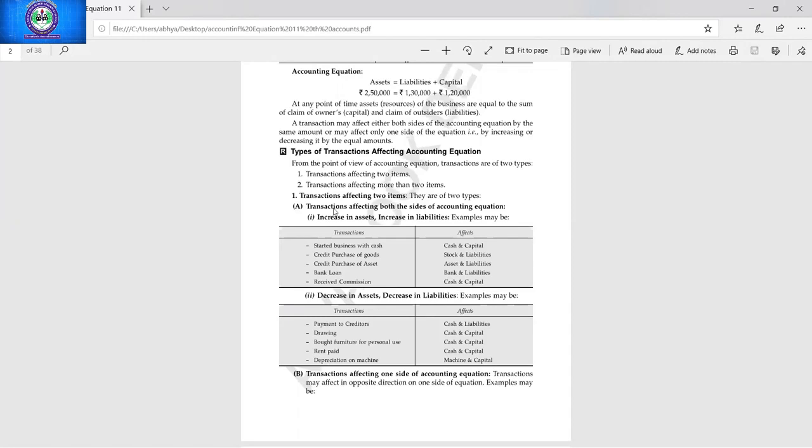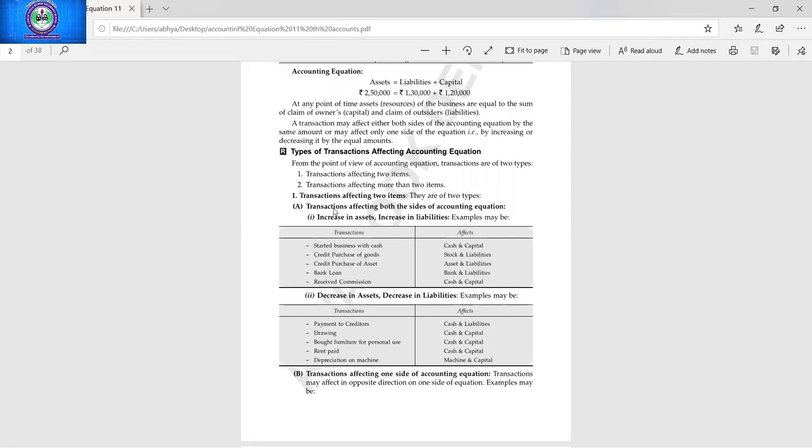Like credit purchases of goods, yesterday we discussed: two accounts, stock and liabilities. Then credit purchase of assets, that particular asset, suppose we have purchased machinery, so machinery increases. Credit purchase of asset: asset and liabilities. Bank loan: when we take a bank loan, the bank balance will increase, and on the other side the loan, which is a liability, will increase.